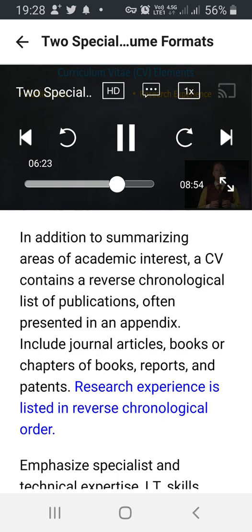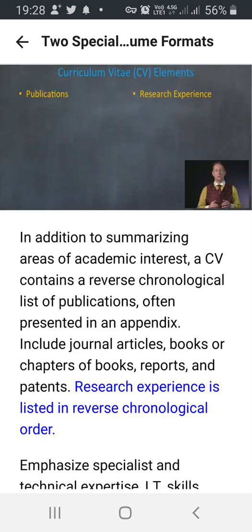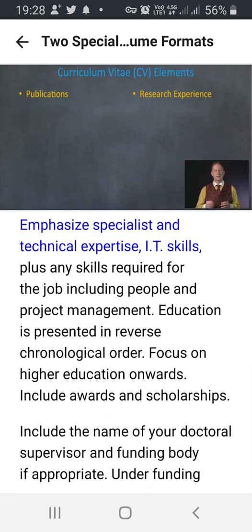Research experience is listed in reverse chronological order. Emphasize specialist and technical expertise, IT skills, plus any skills required for the job, including people and project management. Education is presented in reverse chronological order. Focus on higher education onwards.